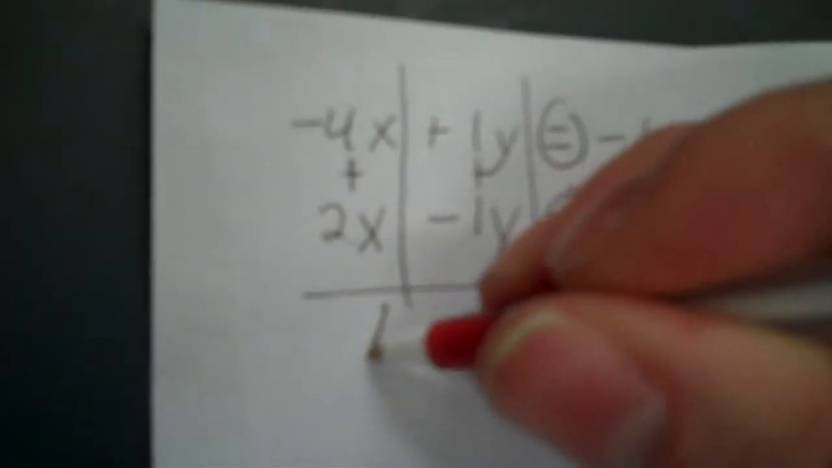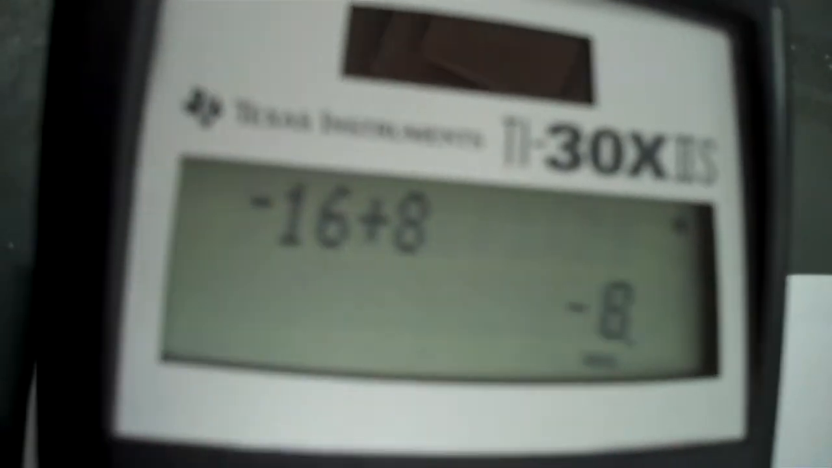You're going to write X down, put a times, and take negative 4 plus 2. That's negative 2. Then put your Y down, put a multiplication sign, and take positive 1 plus negative 1. You got 0. If you don't have a sign there, you're going to want to put a plus. Equals. Then you take your negative 16 and you plus 8. So it's negative 8.